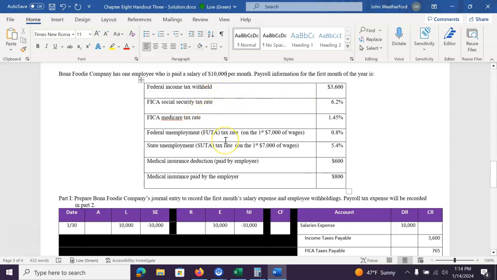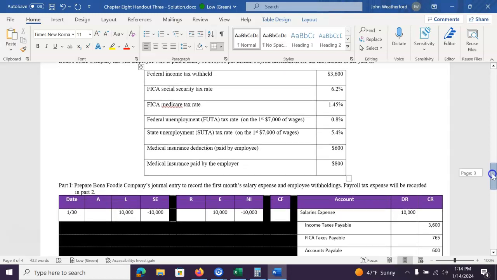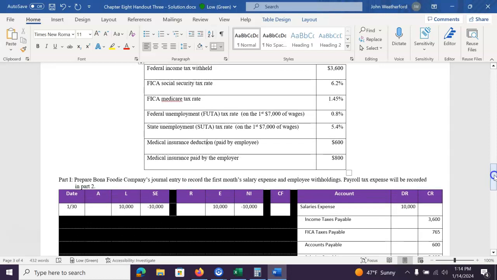Now I'll just keep going down the list. Federal and state unemployment are not withheld from an employee's check, so that will not be a part of recording the payroll itself. But the medical insurance premium withheld from their check would be. So that's going to be credited to accounts payable to whoever the health insurance provider is for this company. Again, a common one, of course, would be Blue Cross Blue Shield. That $600 would be owed to the insurance company.